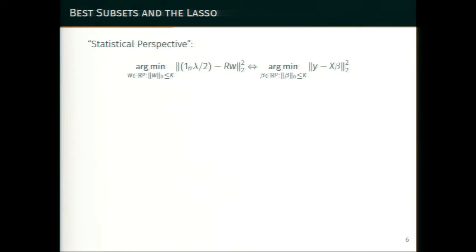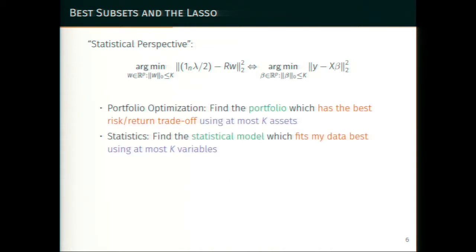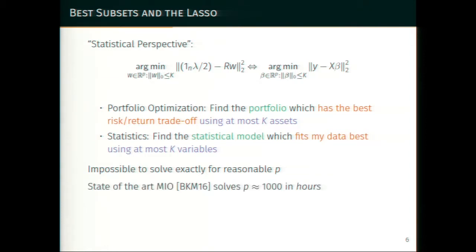So what can the statistical perspective get us? We're just changing this problem from saying find the portfolio with the best risk-return profile using at most K assets, changing this into statistics speak, finding the statistical model that fits my data best, again, using at most K variables now, K predictors. Again, it's impossible to solve exactly. Some really recent research says you can solve this with very advanced mixed integer optimization for 1,000 assets on the scale of hours. It is an exact answer. This is actually really impressive theoretical work, but it's still really damn slow for not that big a portfolio. If you want to do 5,000, 10,000 names, it's never ever going to happen.